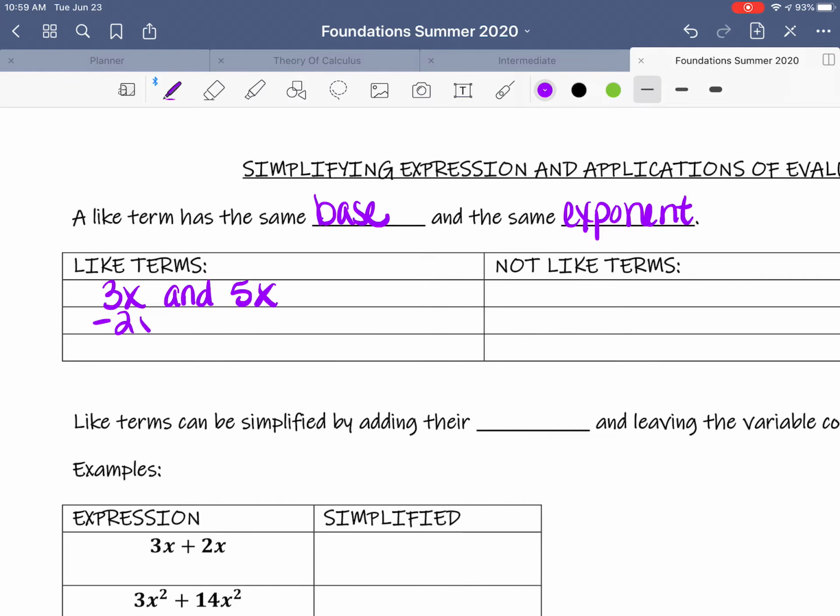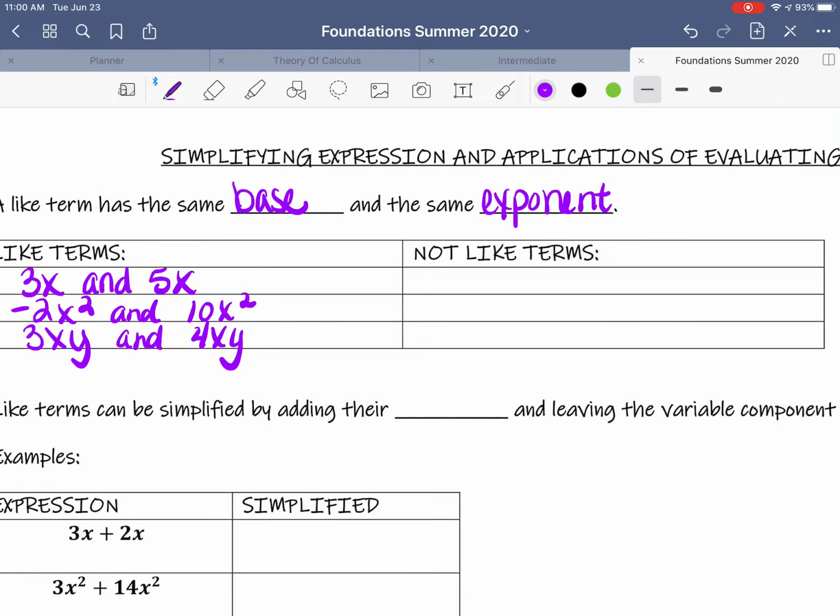Another example would be negative 2x squared and 10x squared. They have the same base and the same exponents. So those are like terms. We could even do 3xy and 4xy. They both have this xy. So that makes them like terms.